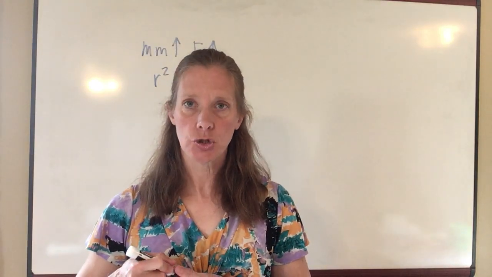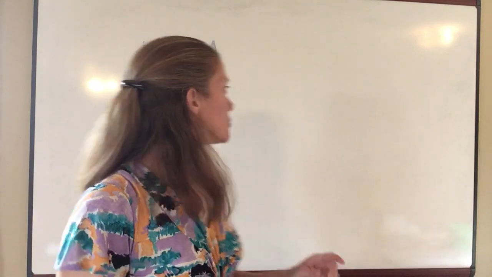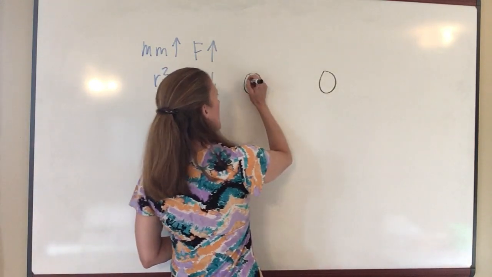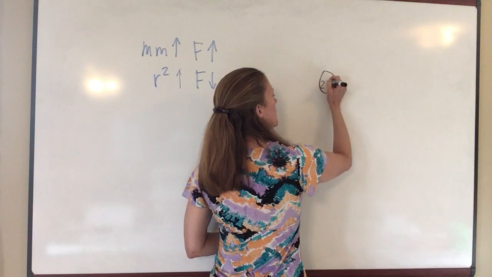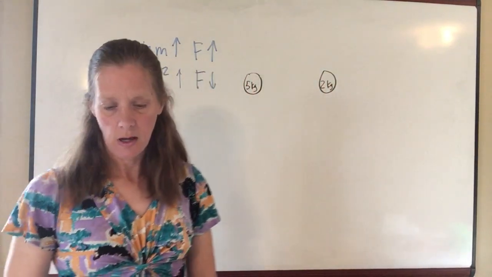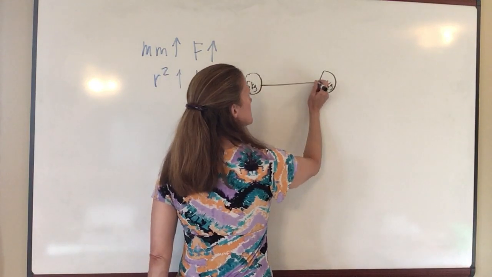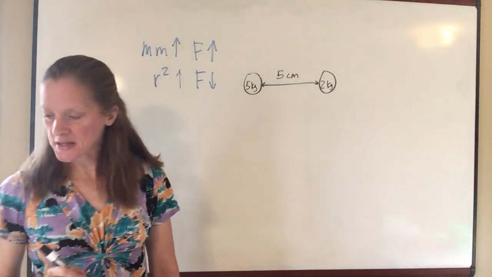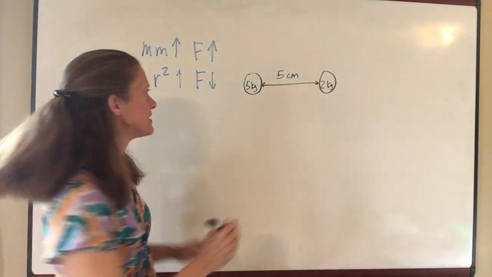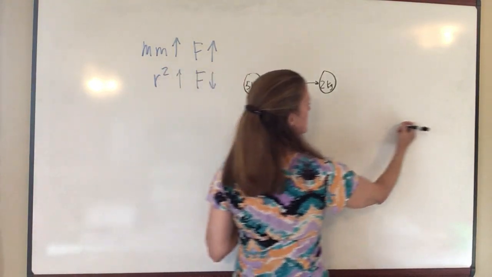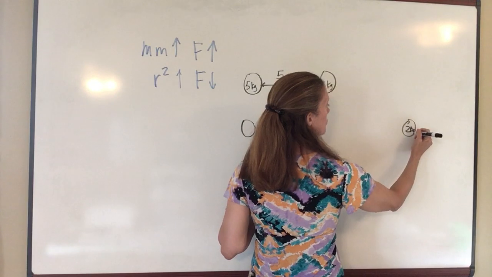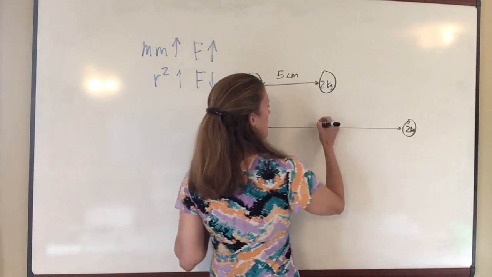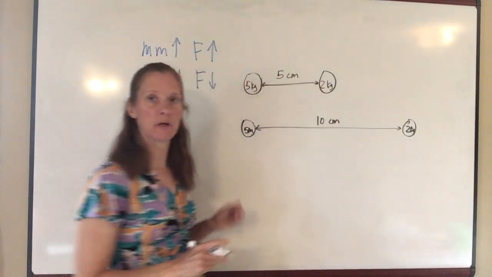Well, the best way to work these problems is by drawing a picture. So I'm going to draw my first two objects: a 5 kilogram mass and a 2 kilogram mass, and it says that there are 5 centimeters between them. Then it says we're going to keep the same two masses, but the distance between them is increased to 10 centimeters. So here's my 2 kilogram mass over here, and now they are 10 centimeters apart, okay?